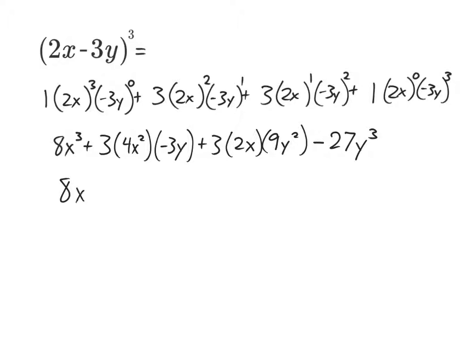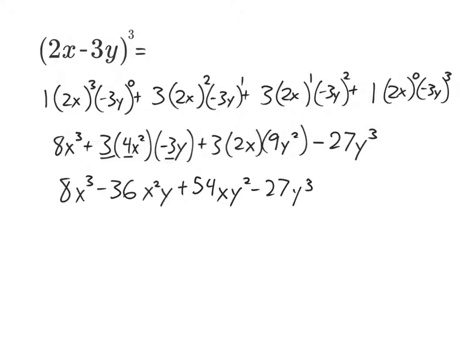So I get 8x cubed. Then on this next term, I'm going to deal with my constants first. So I end up getting 3 multiplied by negative 3, which is negative 9, multiplied by 4, which is negative 36. Then I just write my variables, because I can't combine them, so x squared and y. So this is x squared y. And then we're going to add, once again, deal with constants first. So 3 times 2 is 6, times 9 is 54. So I get 54xy squared minus 27y cubed. There it is expanded.